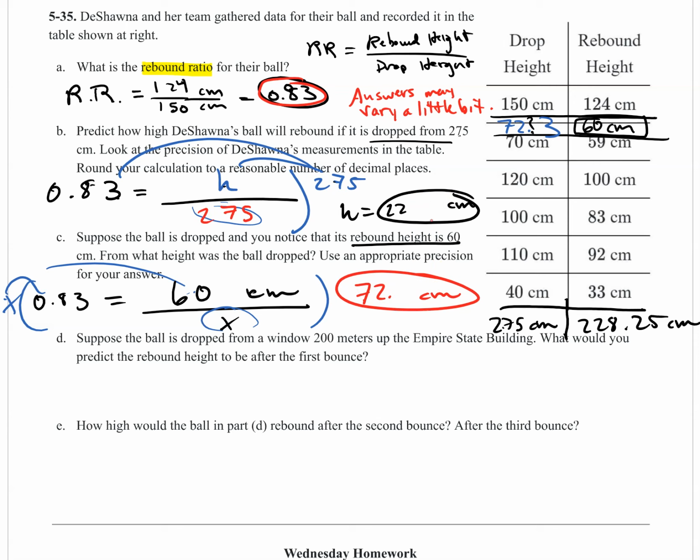This one you would just round down to 228, just to match what they have in the table. It doesn't matter too much. Use an appropriate precision. Since these are all whole numbers, you just round and make those a whole number.